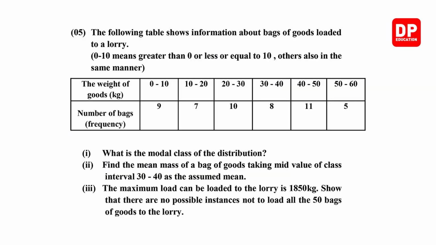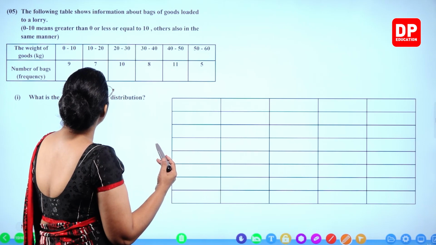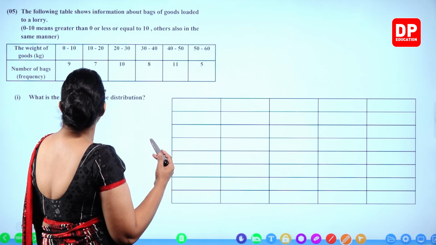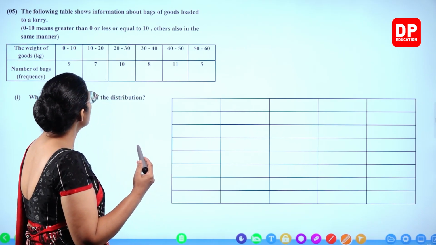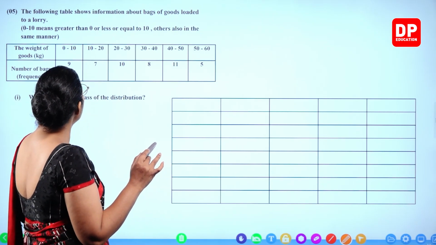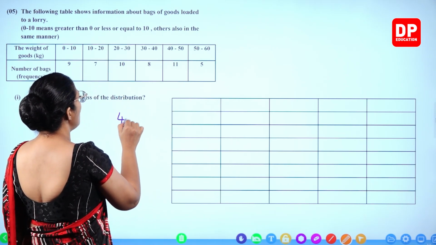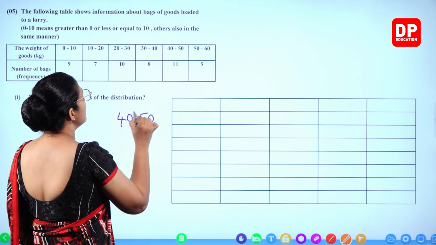Question number 5 is about statistics. Let's do that. The following table shows information about bags of goods loaded to a lorry. 0 to 10 means greater than 0 or less than or equal to 10. So the second boundary value is equal. Others also in the same manner. What is the modal class of this distribution? Modal class is the one which has the highest frequency. Look at the frequency row. 11 is the highest one. So 40 to 50 is the modal class.